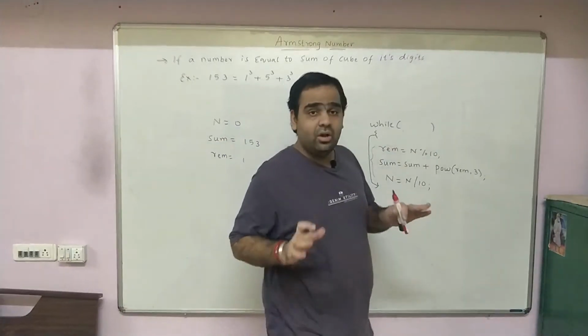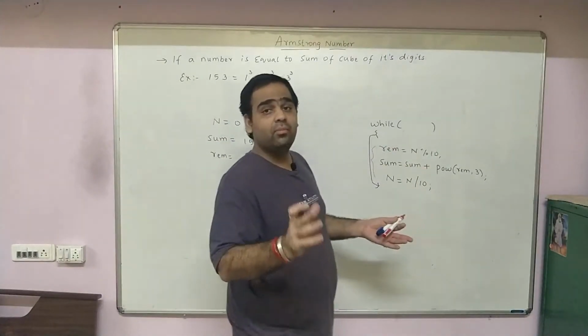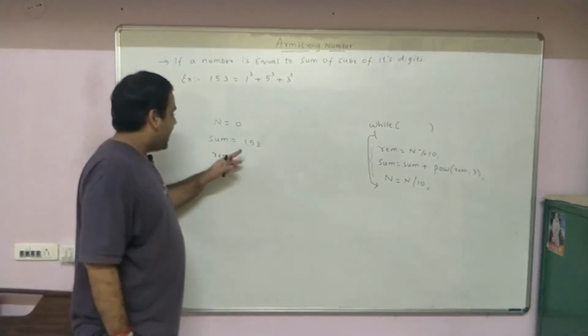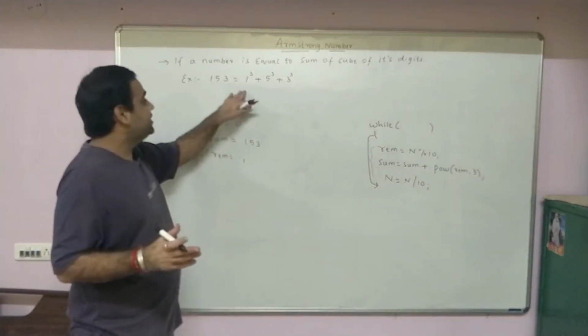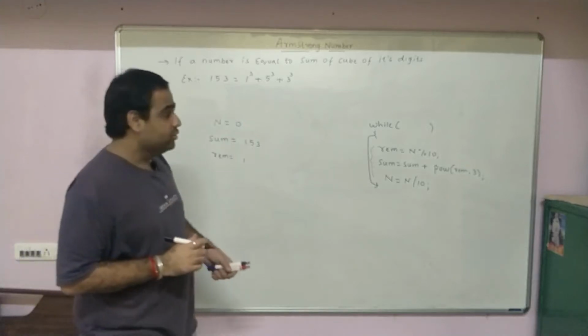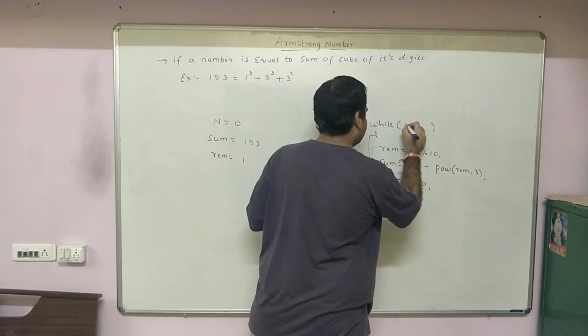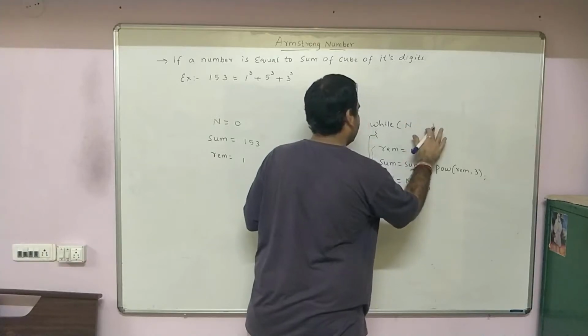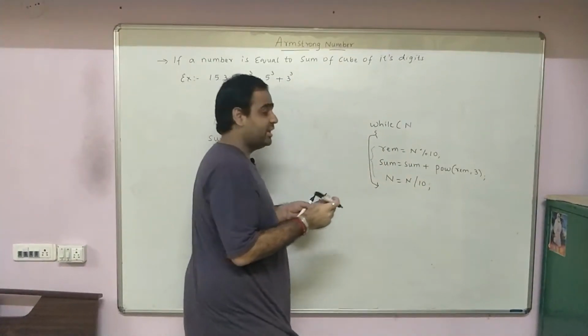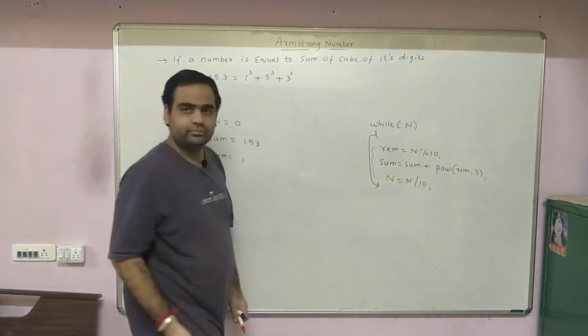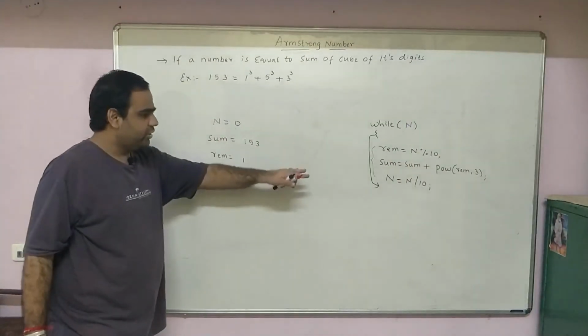Now when the value of n becomes 0, there is nothing more left, and we have sum, because we have seen all the digits of 1, 5 and 3. I need to stop when the value of n is 0. Therefore the condition which I can write is while n. Now the value of n is 0, it comes out.